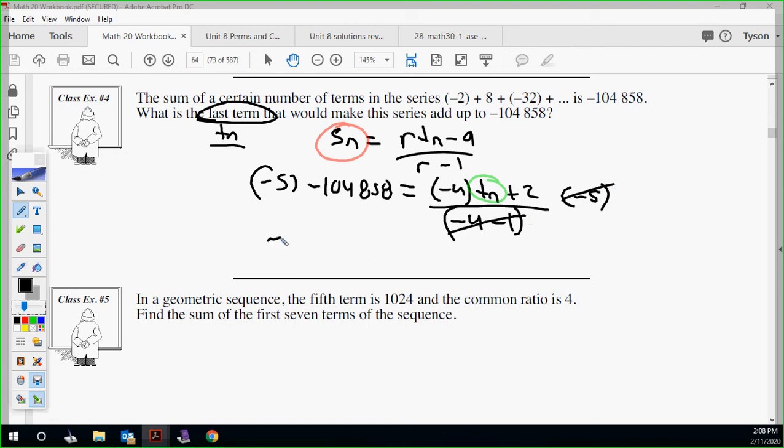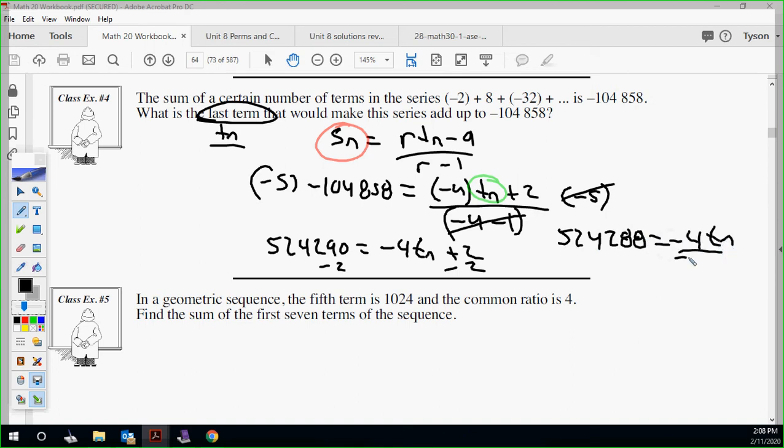524,290. And now you should feel a little bit more comfortable because you have negative 4 t sub n plus 2. You have a two-step solve now. Minus a 2, divide the negative 4. Okay, like that. So we get 524,288 equals negative 4 t sub n.